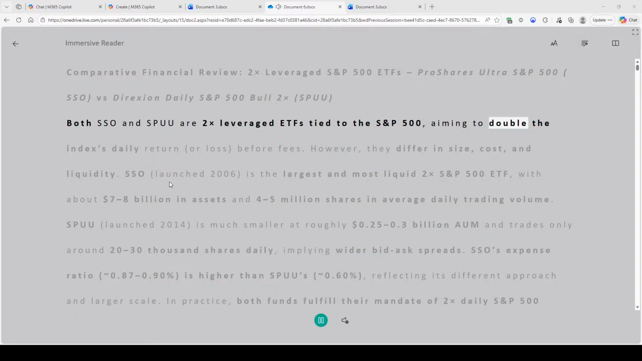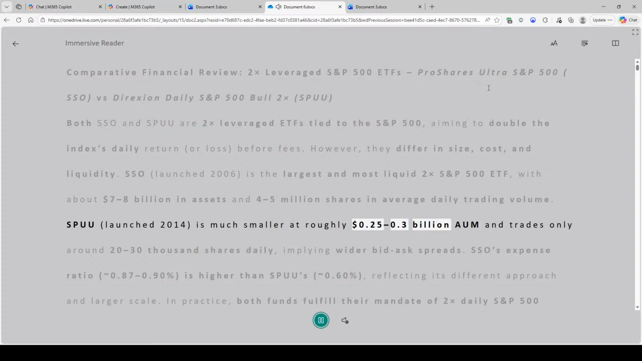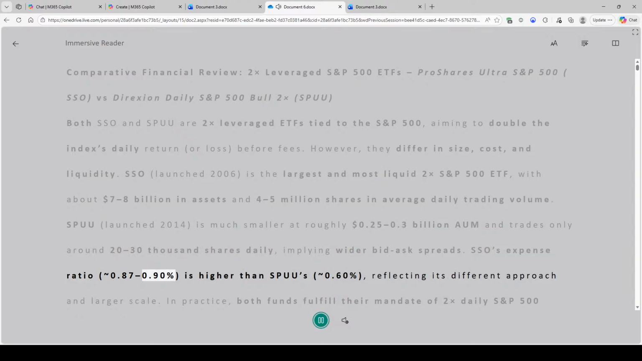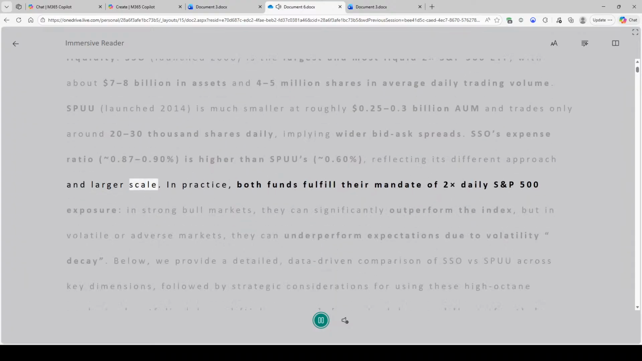SSO, launched 2006, is the largest and most liquid 2 times S&P 500 ETF, with about $7 to $8 billion in assets and 4 to 5 million shares in average daily trading volume. SPUU, launched 2014, is much smaller at roughly $0.25 to $0.3 billion AUM and trades only around 20 to 30,000 shares daily, implying wider bid-ask spreads. SSO's expense ratio, 0.87 to 0.90%, is higher than SPUU's, 0.60%, reflecting its different approach and larger scale.